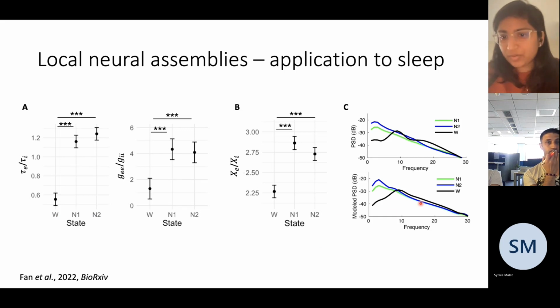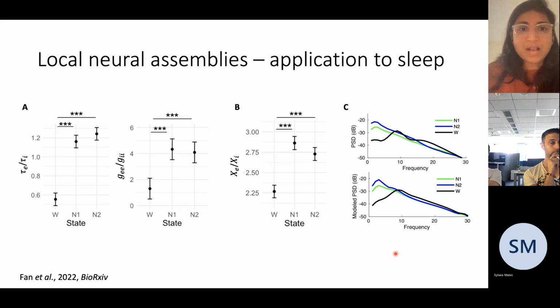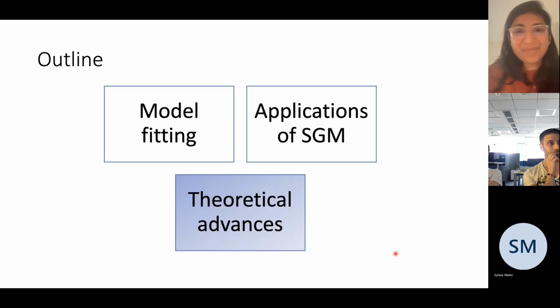And this is just to show you the model fit. This is how the actual empirical MEG spectra look for different stages of sleep, and this is the one we got from our model. So you can see there's a close match here. All right, so all of this was about applications, just to give you a sense of how we apply our model to gain some biophysical insights.